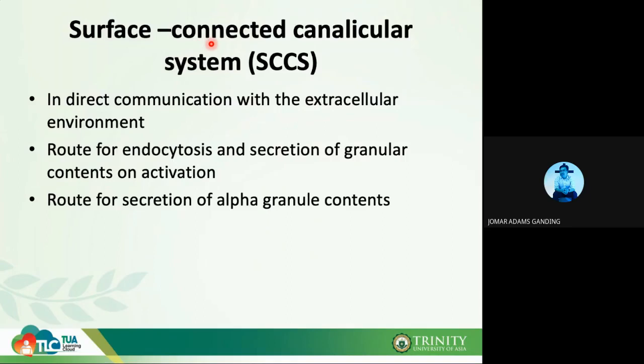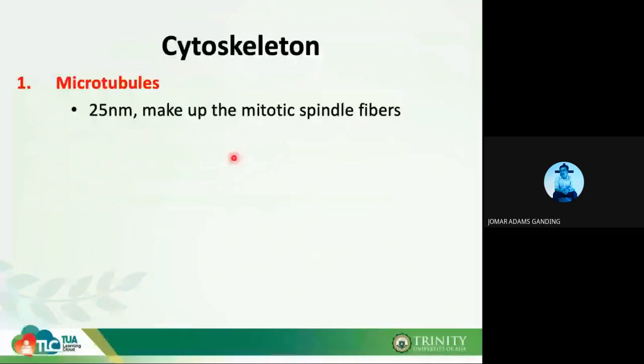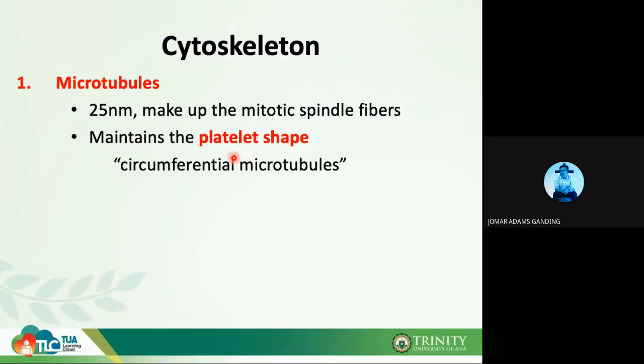Okay, now let's go to the structure of your microtubules, about 25 nanometers in size. They make up the mitotic spindle fibers that are seen in your platelet. They are very important because they maintain your platelet shape. Okay, they maintain your platelet shape. They are also called your circumferential microtubules.